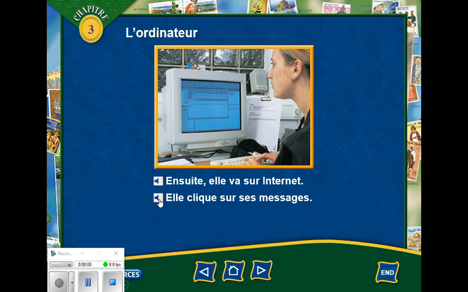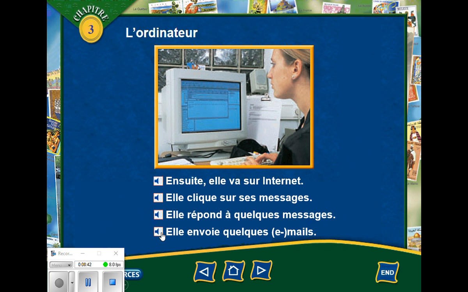All right. Elle clique sur ses messages. Cliquer is an ER verb. She clicks on her messages. Elle répond à quelques messages. This is répondre. You recognize it, regular RE verb. She answers some, quelques means some, messages. Notice this preposition à after répond. Répondre is a verb that must be followed with à. So it's like saying she answers to some messages. But you can just write she answers some messages, like we would say in English.